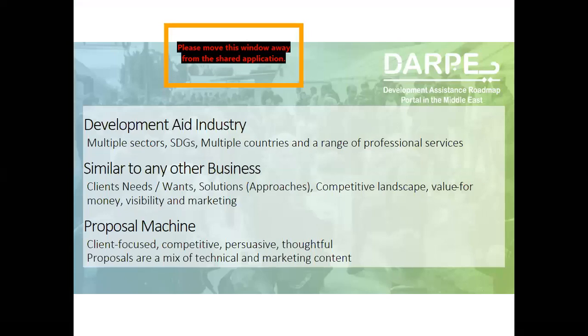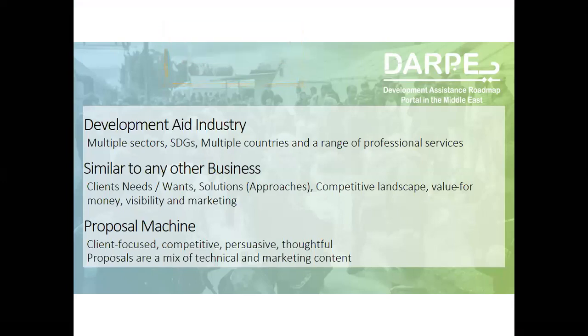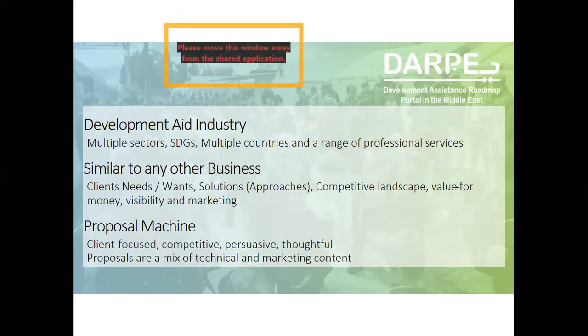As well as a range of professional services, from monitoring and evaluation, to training and capacity building, to technical assistance, to legal reform, to engineering services. So the whole development aid industry is actually covering everything, all development goals, and all type of services is needed for development aid industry.